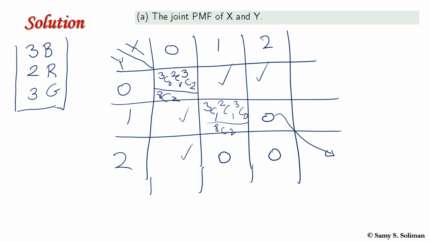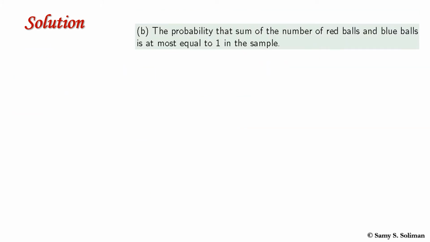For the second requirement, we want to calculate the probability that the sum of the number of red balls and blue balls is at most equal to 1. So first, let's define the sum of the number of red balls and blue balls. That is x plus y. And we want to find the probability that this number is at most equal to 1, so that is less than or equal to 1.